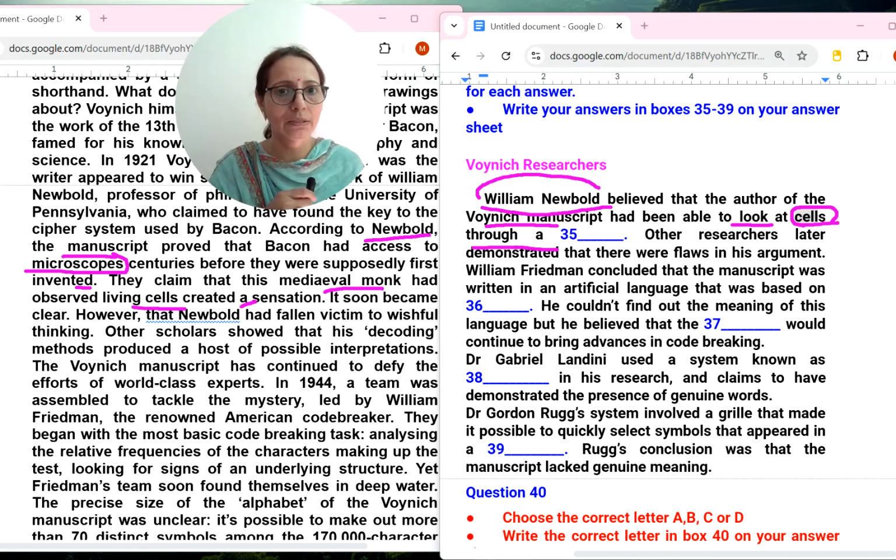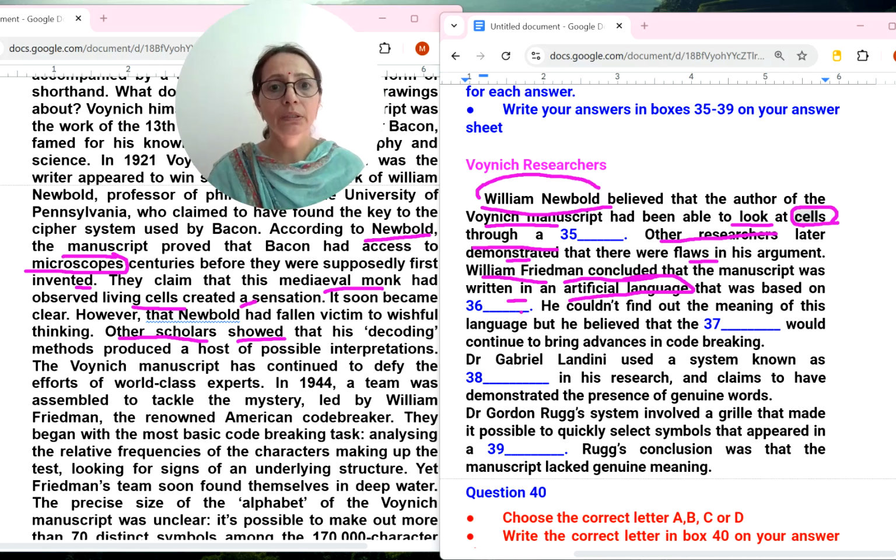Now coming to 36. Other researchers later demonstrated, so after this, other researchers means other scholars, demonstrated means showed that his decoding methods produced a host of, okay, here, that there were flaws in his argument. William Friedman concluded that the manuscript was written in an artificial language. Now, artificial language is the important word, that was based on dash.